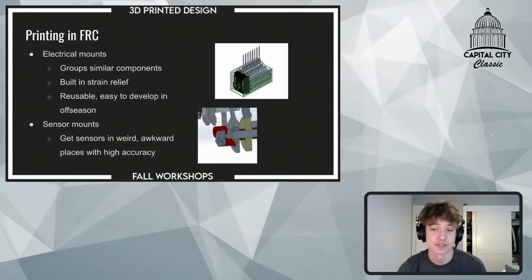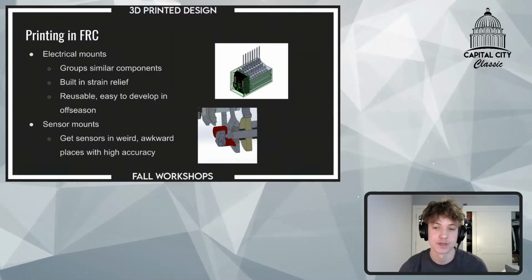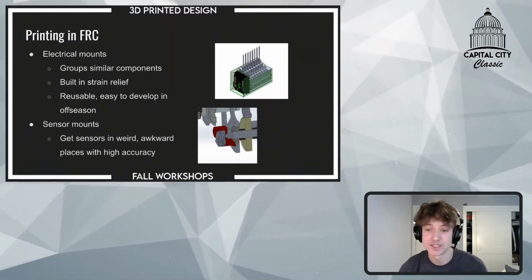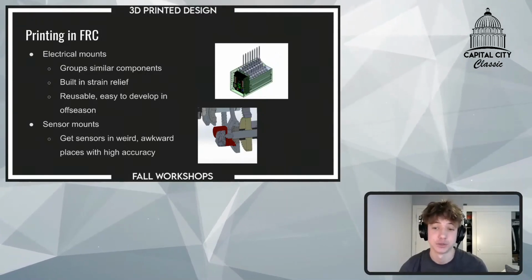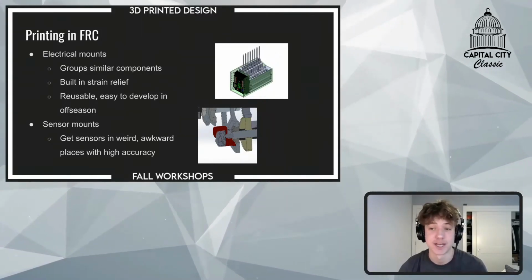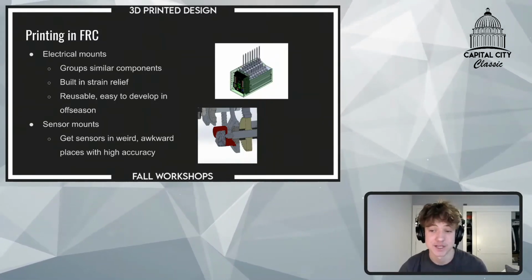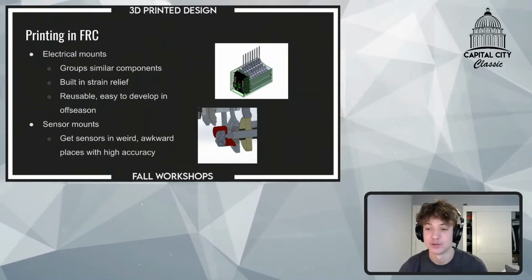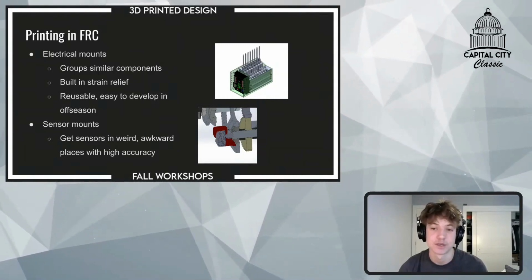Electrical sensors and mounts are also two of the most common applications of 3D printing in FRC. There are a few good reasons to develop printed parts for your electronics. You can group several similar components, such as pneumatic manifold solenoids together for simplicity. It frees up belly pan space, which gives your team more room for mechanisms and reduces your constraints.